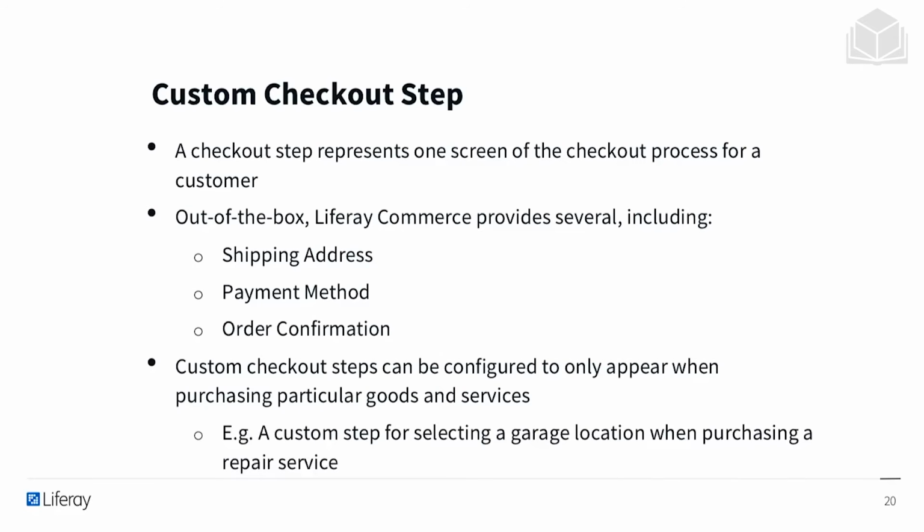Liferay Commerce allows you to create custom checkout steps. If you remember from using the checkout process, out of the box Liferay Commerce comes with the shipping address, payment information, order confirmation, amongst others. With a custom checkout step, you can configure it to only appear when you want it to appear. That might be when you're purchasing a particular good or service. So for example, if you've purchased a garage service, you could have a checkout step that requires you to say which garage location you want to pick.